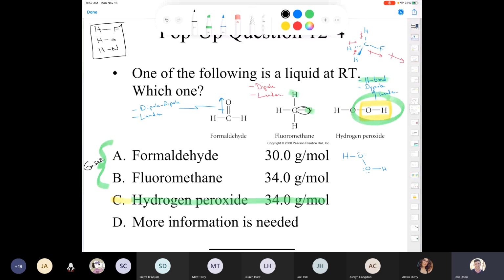There is no bond between fluorine and hydrogen. There's a bond between fluorine and carbon. Okay, but there's no bond between fluorine and hydrogen. Does that help, Camden?